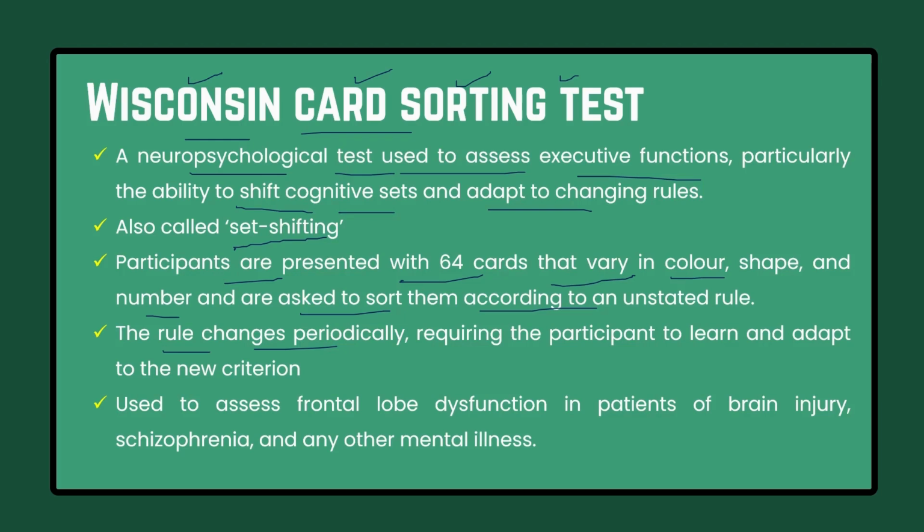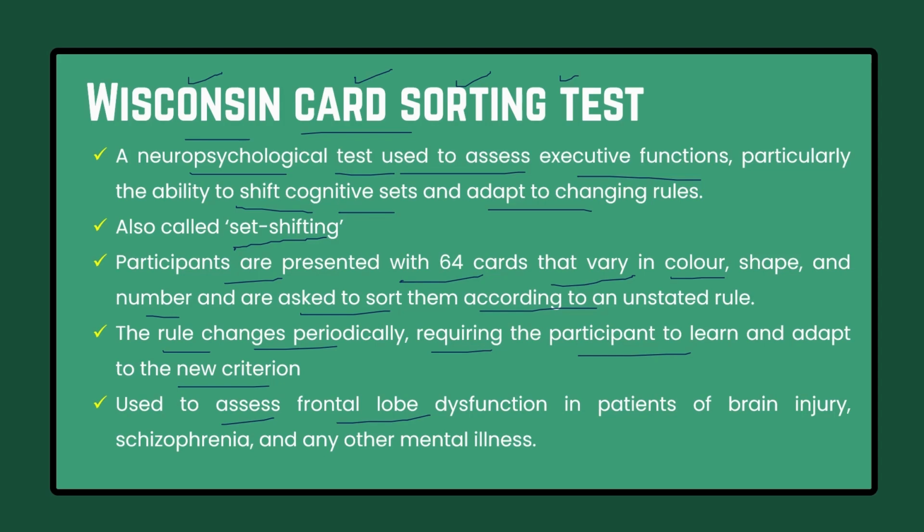Whenever the rule is changed periodically, it requires the participant to learn and adapt to the new criterion. In this way, the psychologist is able to assess how well and how fast the person is able to understand the new rule, adapt to it, and start sorting the cards based on the new rule. The Wisconsin card sorting test is used to assess frontal lobe dysfunction. The frontal lobe is the front part of your brain. We'll learn in detail about the parts of the brain.